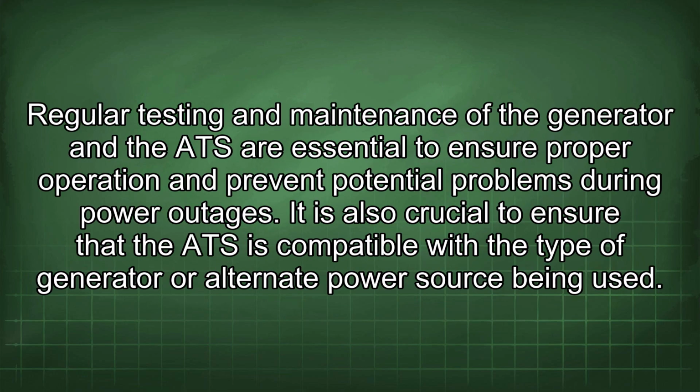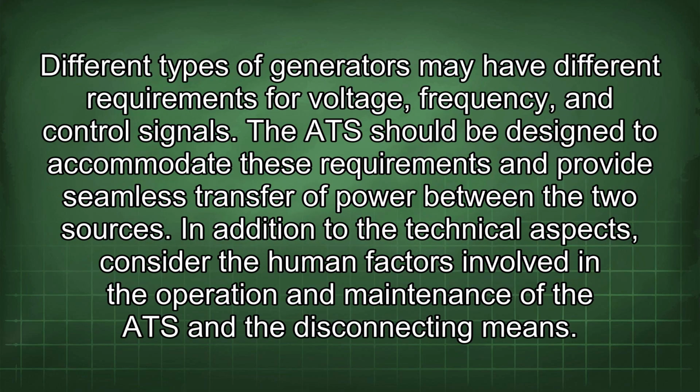Regular testing and maintenance of the generator and the ATS are essential to ensure proper operation and prevent potential problems during power outages. It is also crucial to ensure that the ATS is compatible with the type of generator or alternate power source being used. Different types of generators may have different requirements for voltage, frequency, and control signals. The ATS should be designed to accommodate these requirements and provide seamless transfer of power between the two sources.